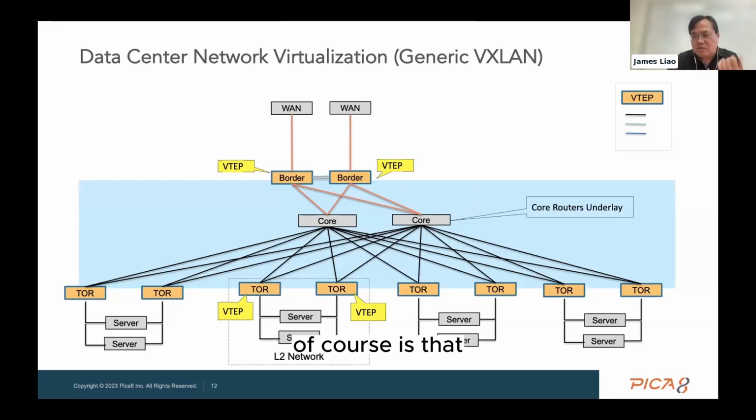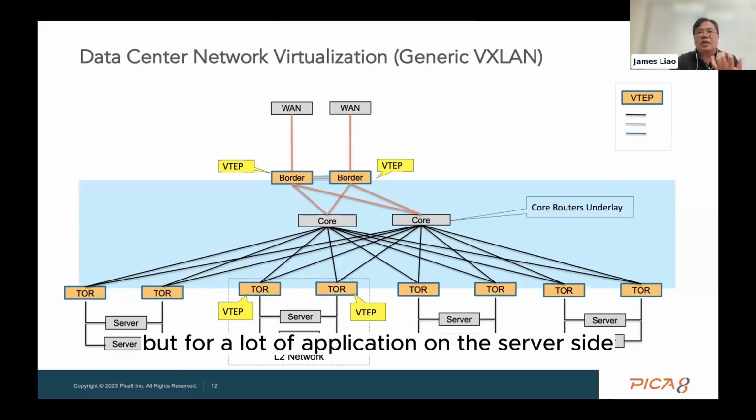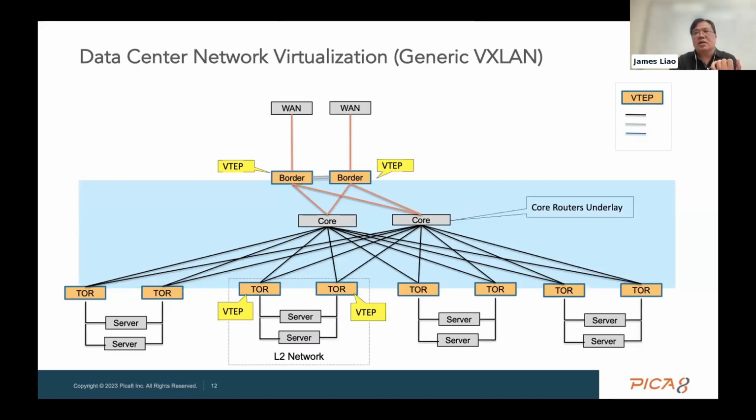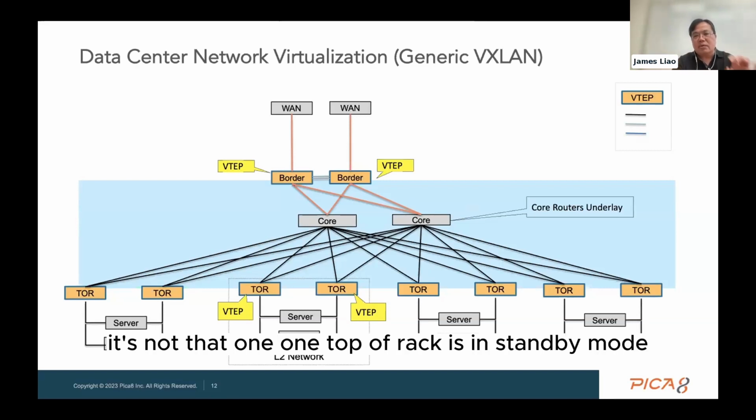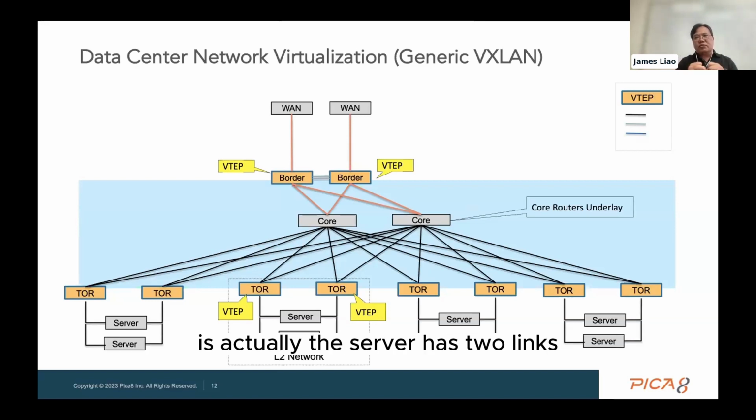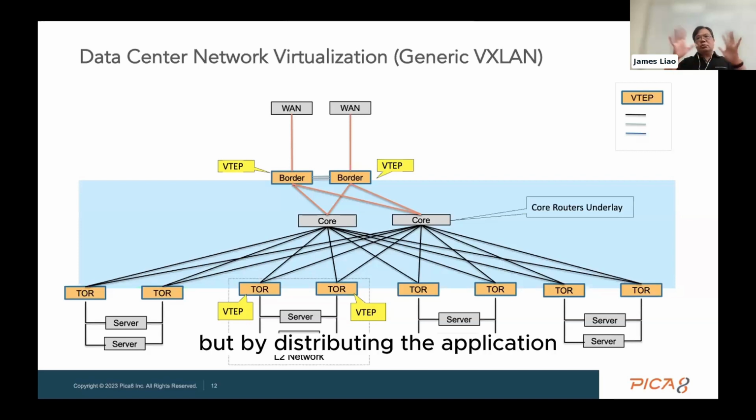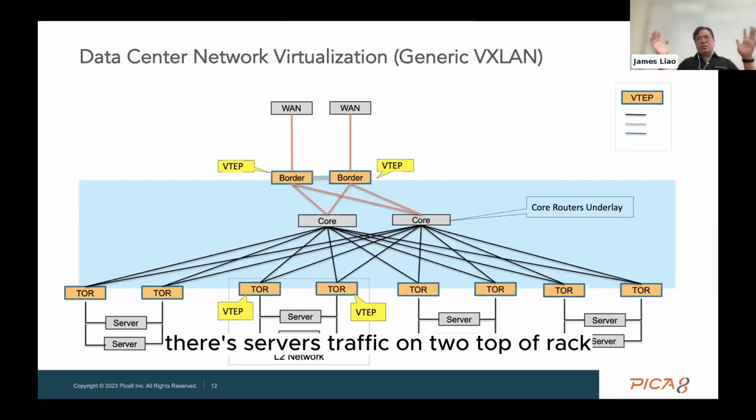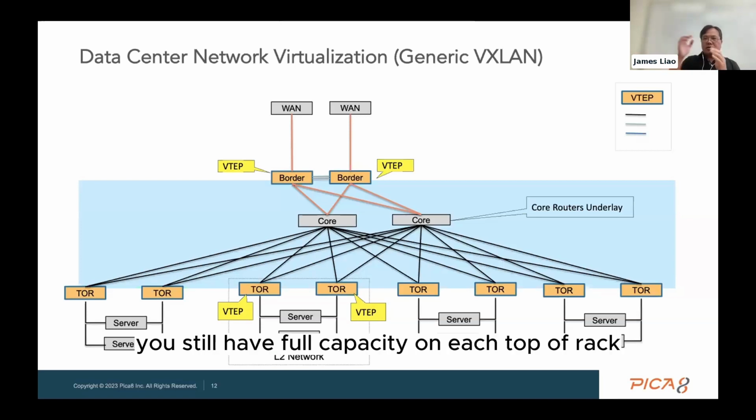The disadvantage, of course, is that you only get half of the bandwidth on the server side. But for a lot of applications on the server side, you only need 1 NIC, because each NIC is 100 gig, right? But I want to clarify one thing. It's not that one top of rack is in standby mode. It's actually the server that has 2 links, one active and the other passive. But by distributing the servers' application traffic across the 2 top of racks, you still have full capacity on each top of rack.